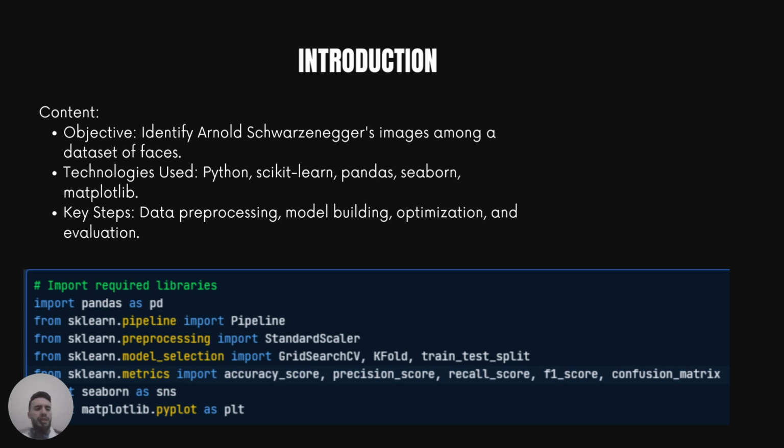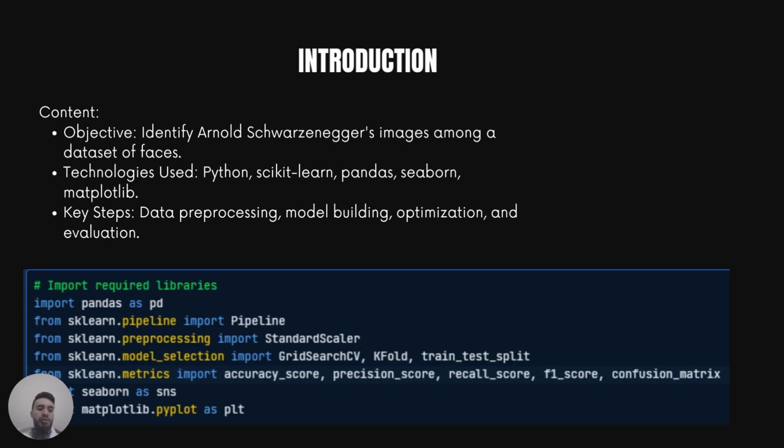So basically the key steps: we're gonna do data processing. We're trying to clean the data, and we're gonna use machine learning methods and supervised learning methods. Then we're gonna build the model with some training and so on. Then we're gonna optimize the code. And we're also gonna see the evaluation using some evaluation metrics.